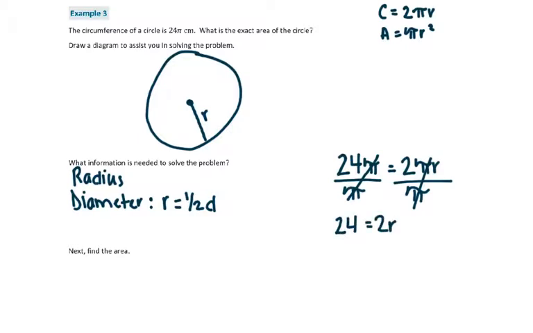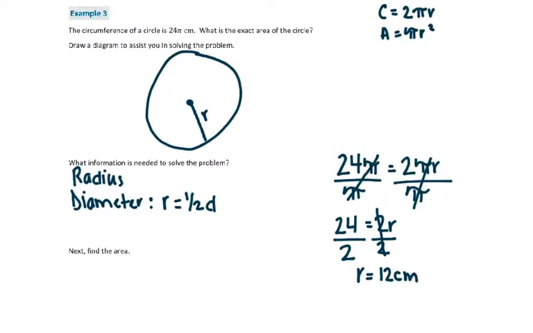And remember, I'm trying to figure out my radius. So I really want r all by itself. And right now, 2 is being multiplied by r. So I'm going to divide both sides of my equation by 2 to get r all by itself. So my radius, the radius of my circle, is actually 12 centimeters, because 24 divided by 2 is 12.